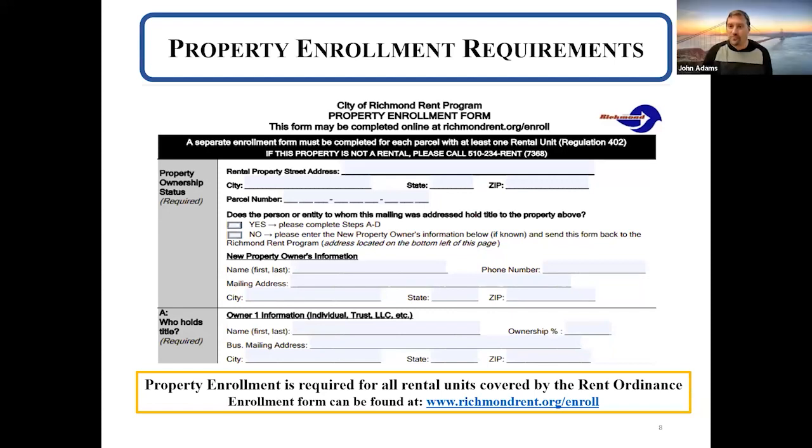The property enrollment form is required by units that are both fully covered and partially covered.